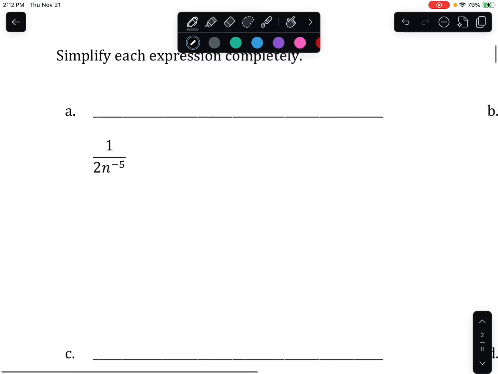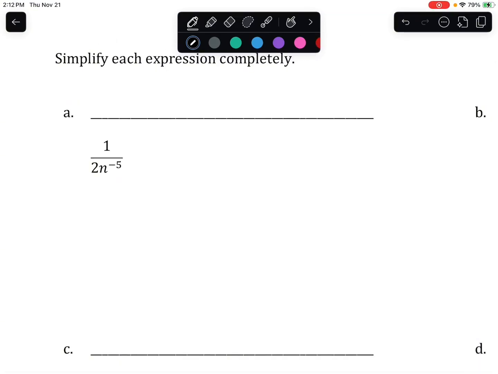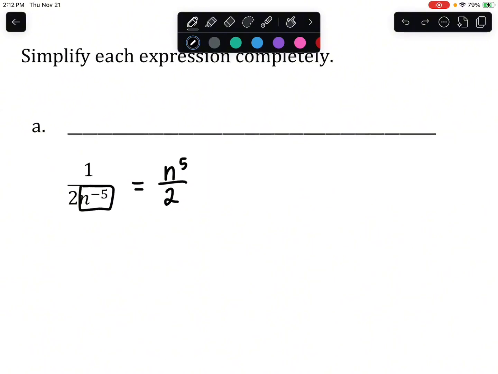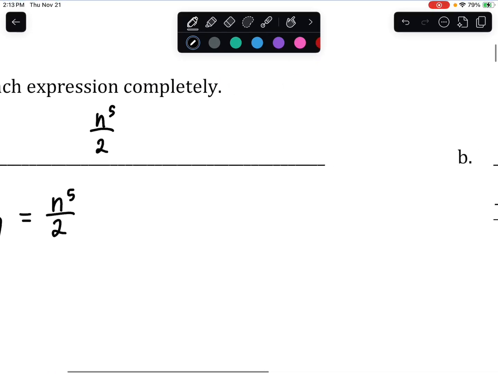Okay, here we have an n to the negative 5 on bottom, and so remember, only the negative exponent term gets to move. The 2 is going to stay. That 2 is not attached to the n, it doesn't go with the n. And so n to the 5th would be written on top, and then we would have 2 written on bottom. And you don't write the 1 if there's another term next to it. And so n to the 5th over 2 would be our final simplified answer.